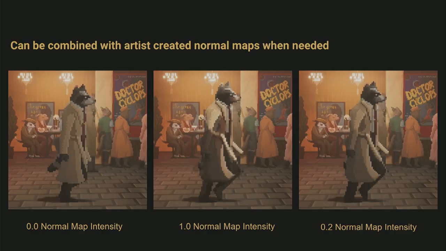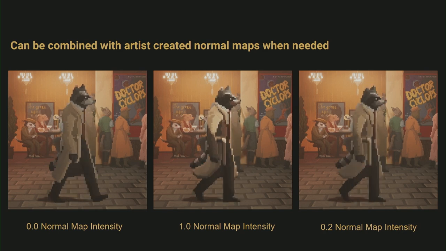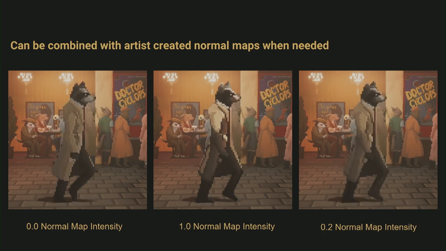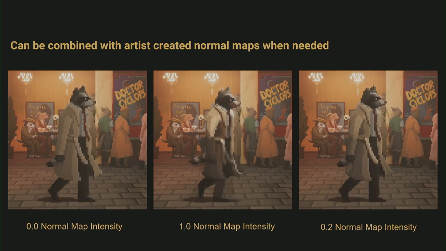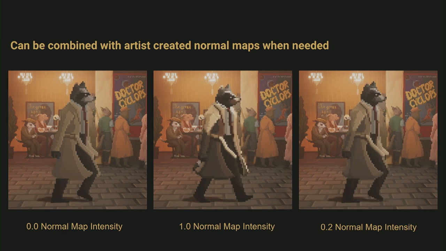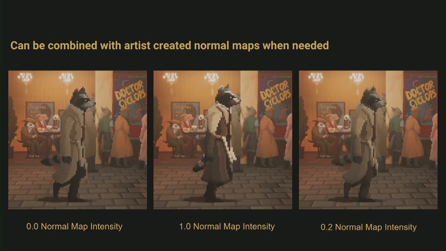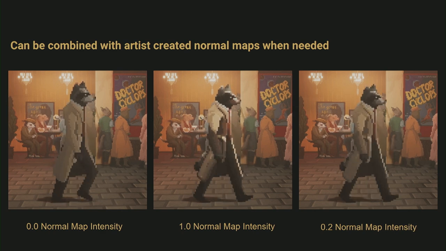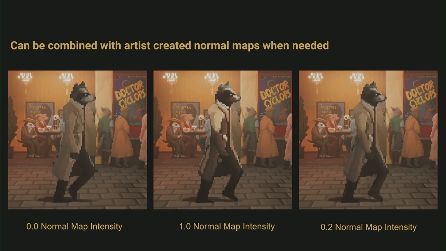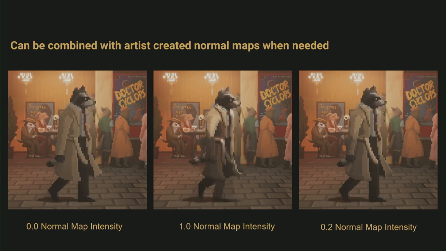So in those cases, we can lower the intensity of the edge normals and then combine them with some handmade normal maps that the artist would make, and then we can adjust the intensities of those separately based on what we need. At the moment, we're still experimenting with handmade normal maps since they do take a while to make, especially for these multi-frame animations that our characters have. But here's an example of what the protagonist looks like with them applied at different intensities.